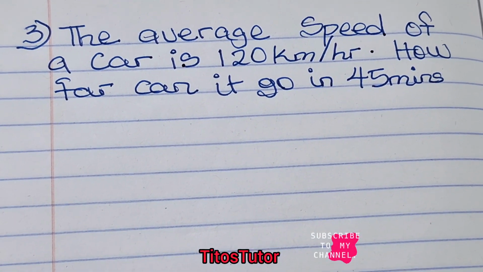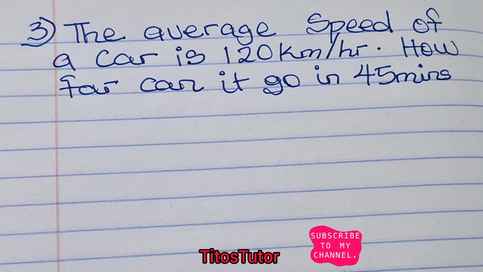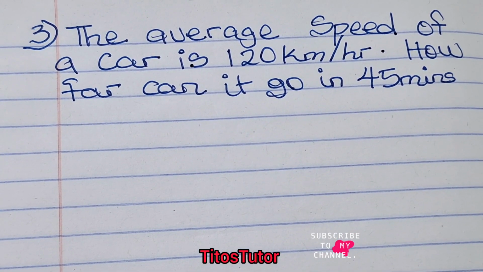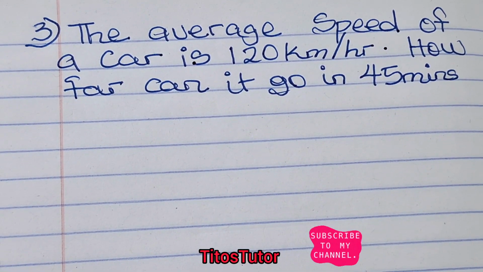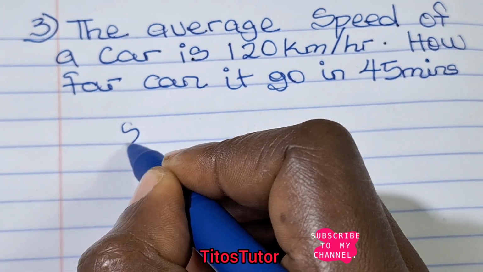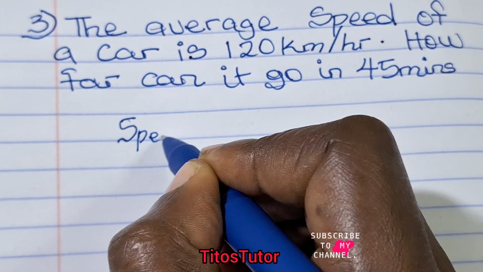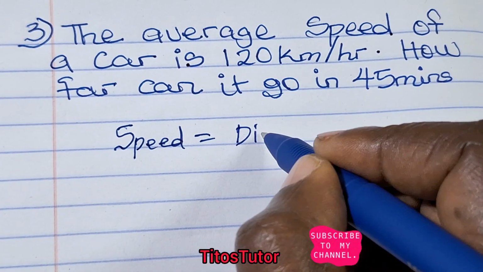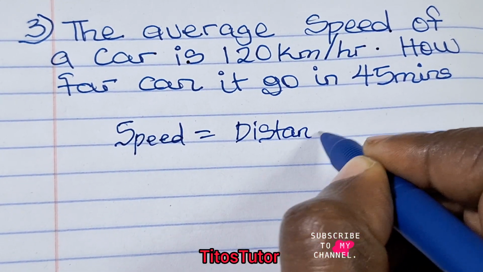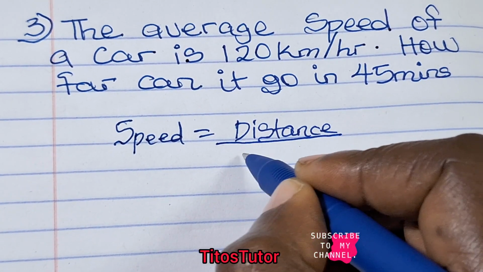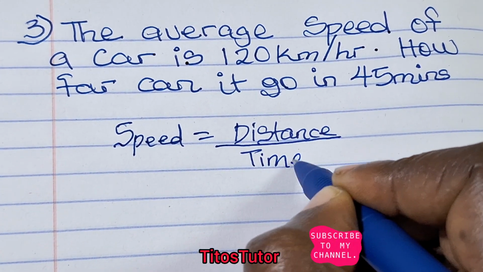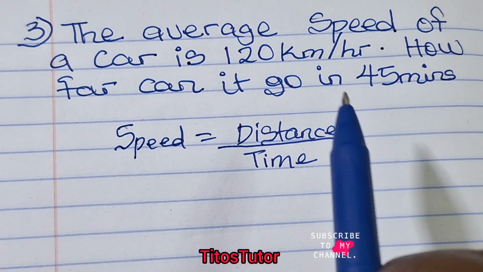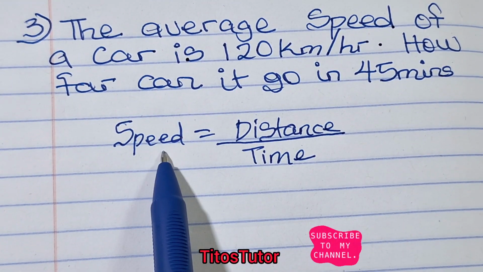Number 3, the average speed of a car is 120 km/h. How far can it go in 45 minutes? So remember, the formula for speed is equal to distance. How far means distance. Distance divided by time. This is a formula for speed. So we need to come to the question and find out what is our speed.